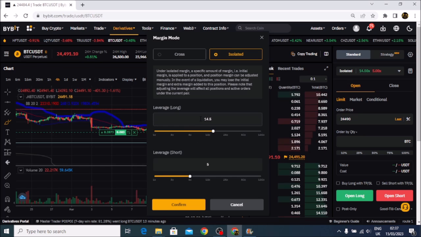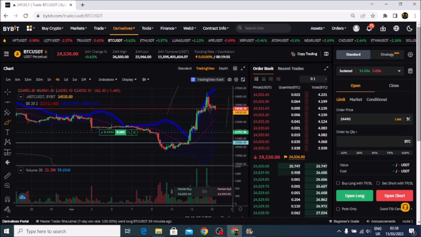But of course this is very risky, and first make your own research before you enter any trade. Of course this is for experienced traders. So when it moves 2%, that means it will multiply and you find yourself with 29 point something percent out of 2%. So that's how leverage works, and you set it according to short or long, and you will be ready to go. So that's how you can set your margin mode and the leverage.